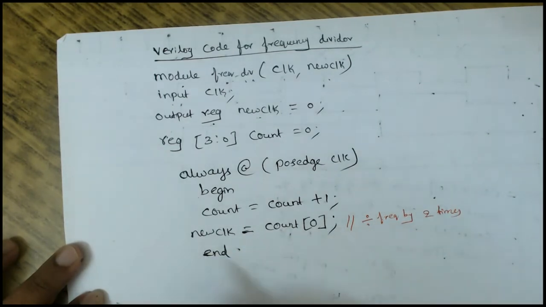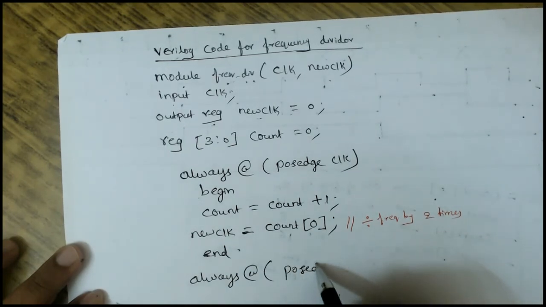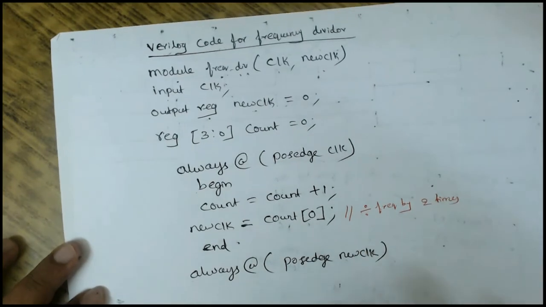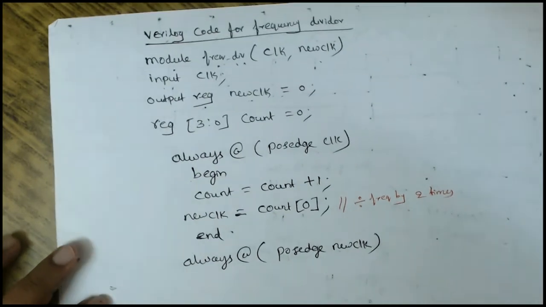So this is the code for frequency division. For example, if you want to use this new clock further, then you can use one more always statement at the positive edge of new clock, and then you can implement a flip-flop or any sequential circuits. So this is how you need to write the Verilog code.